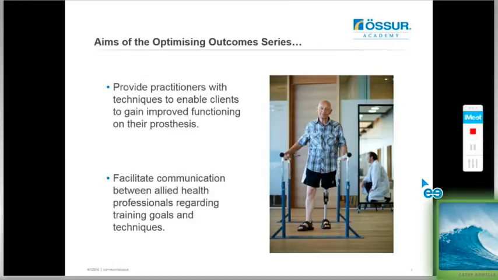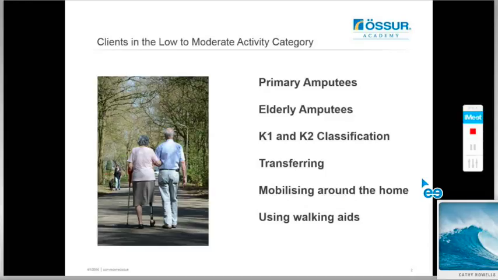The aims of the Optimising Outcomes series are to provide practitioners with techniques to enable their clients to gain improved functioning on the prosthesis, and also to facilitate communication between allied health professionals regarding their training goals and techniques to keep us all on the same page to improve the outcome for our clients.